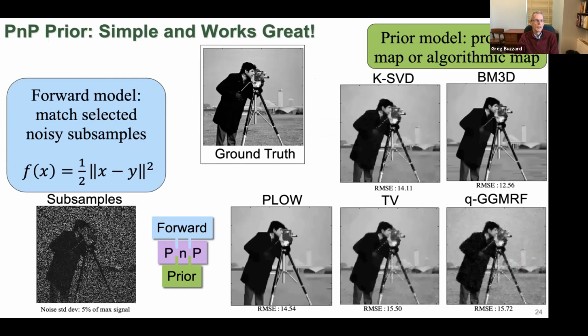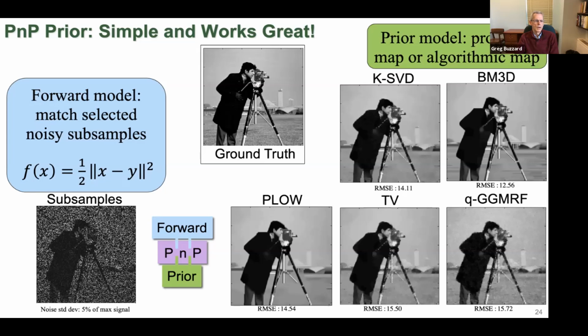Okay, so here's a relatively simple example. This isn't meant to be state of the art or anything. It's just an idea to give you how it works. So the problem here is that for our forward model, we start with this ground truth image. We just take some subsamples, say less than 50%, and then we add white Gaussian noise, 5% standard deviation, and we get these noisy subsamples. And then we try to reconstruct the ground truth from these subsamples using this plug and play algorithm.